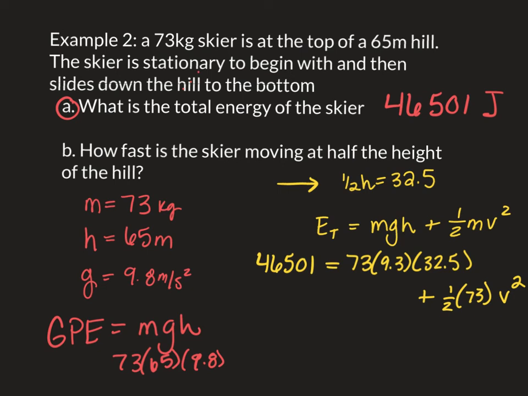All right. So we've got mass, gravity. That should be 9.8, not 9.3. Why does it auto plug in numbers for me? I don't know. I'll type 46,501 equals, and then it'll plug in 46,501 on the other side.